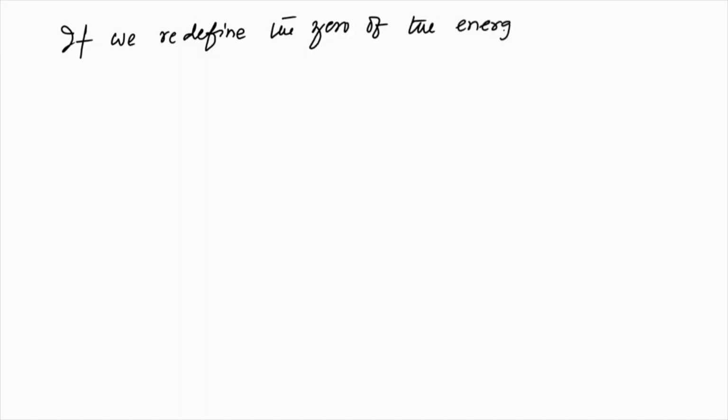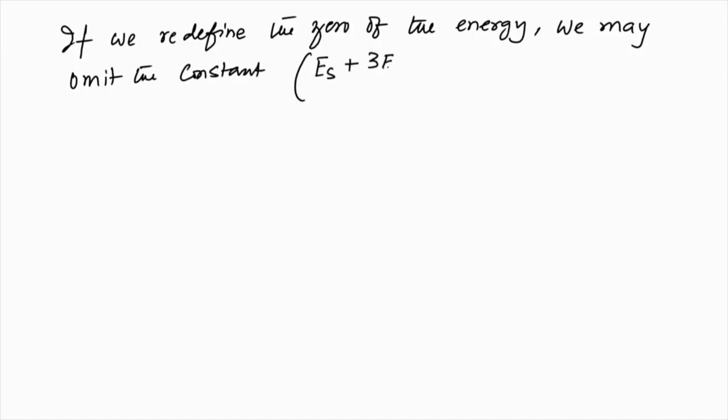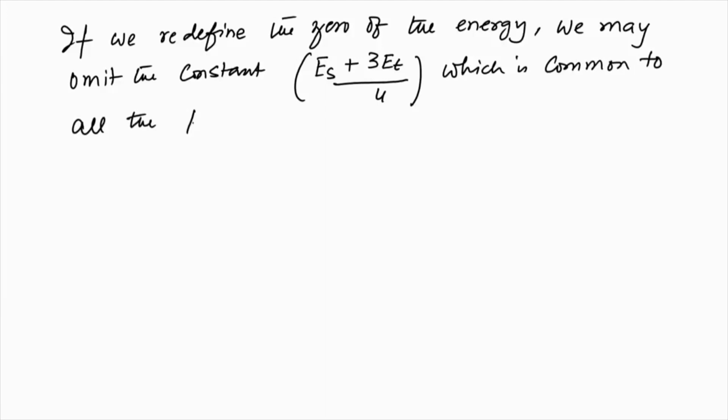Now, you can see that if we redefine the zero of the energy, we may omit the constant (E_s + 3E_t)/4, which is common to all the states, all the 4 states.